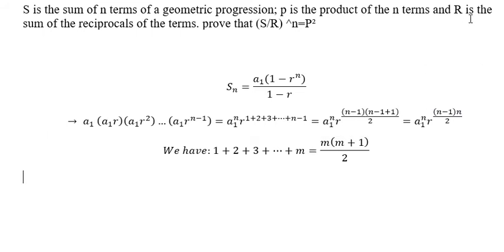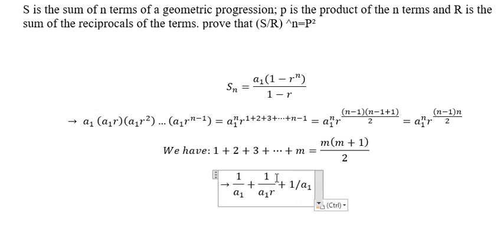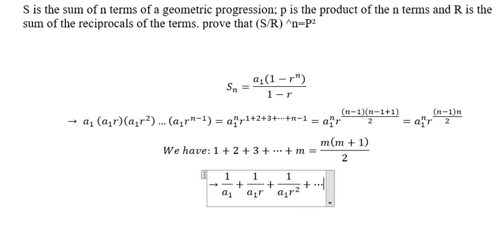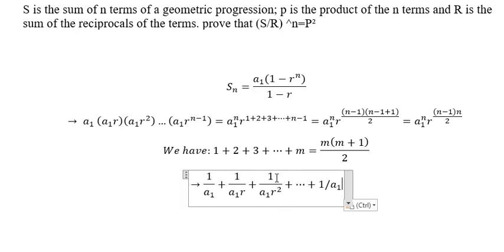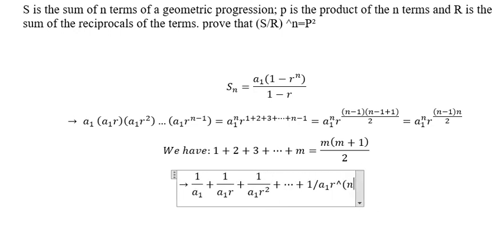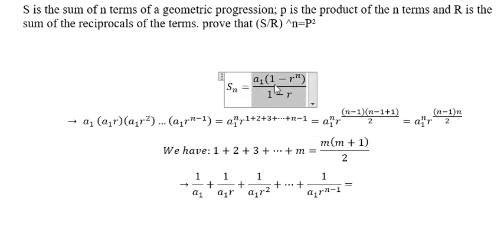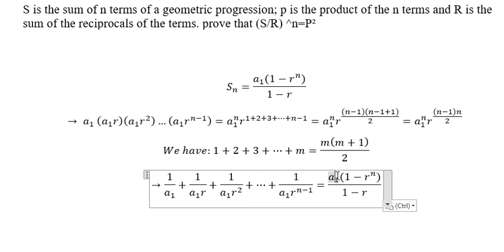Now let's go to the next one. Capital R, that is the sum of reciprocals. So in this situation, the reciprocal is 1 over a1 plus 1 over a1 r plus 1 over a1 r squared, and so on until 1 over a1 r to the power of n minus 1. So in this situation, we can use the formula in here, but now we change into the fraction.